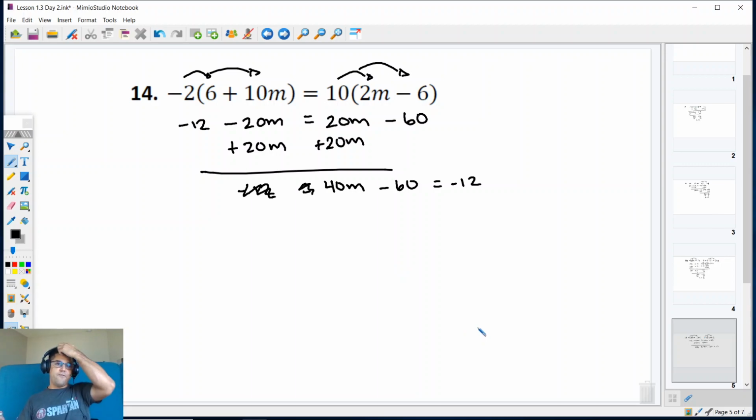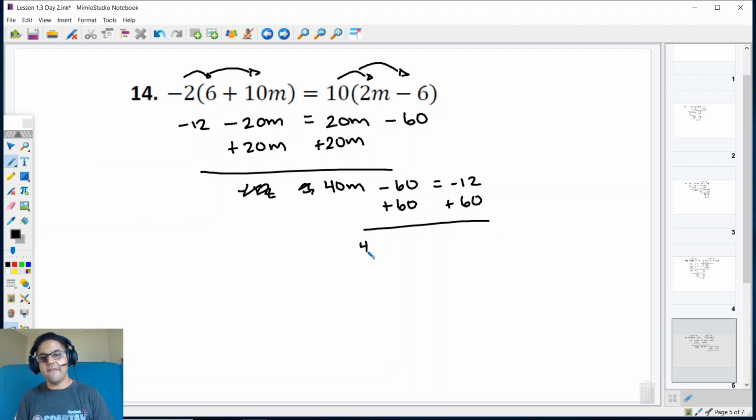So I now have 40m subtract 60 equals -12. I'm going to go ahead and add 60 to both sides. So that gives me 40m is equal to 60 subtract 12, which is 48. Divide by 40. Even though the numbers are a little different than we're used to, we're going to continue on and realize we probably do have a fractional answer.